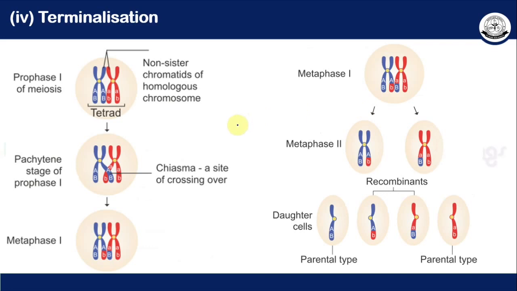Okay, before going to terminalization, let's see what is happening in the tetrad. In the tetrad you can see there are 4 chromatids, the tetrad or bivalent, two chromosomes joined together. Here they have also given non-sister chromatids. So in meiosis 1 this process is initiated, and in the pachytene stage crossing over happens, and you can see this X shape is formed, which we call chiasma. And then the segments separate. You can see that the red part and the blue part have been exchanged, and the opposite too, so exchange has happened between the paternal and maternal chromosomes.